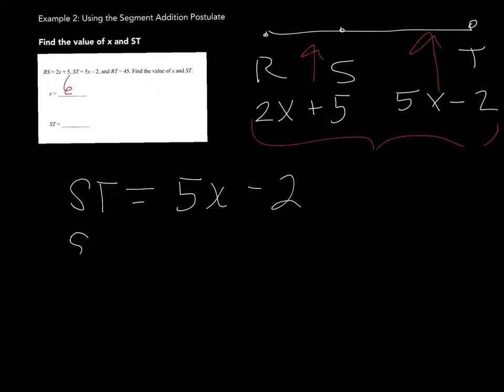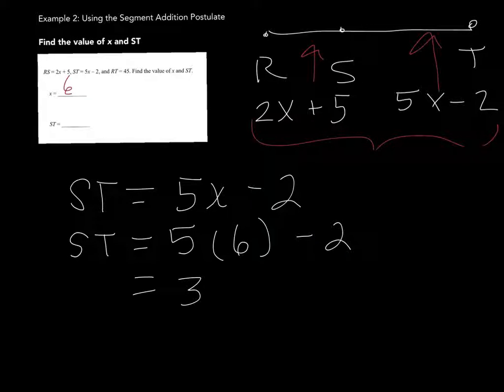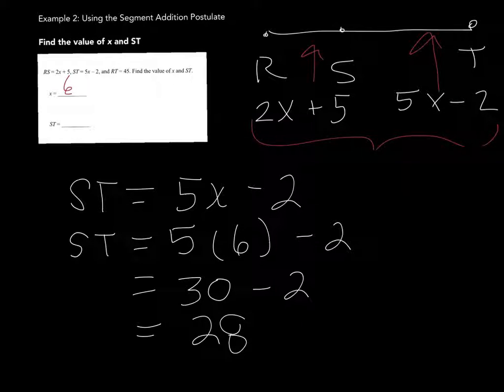So I'm just going to use the substitution property, and I'm going to replace the variable x with the number 6. And now we're just going to keep in mind the order of operations. So 5 times 6 is 30. And then we subtract: 30 minus 2 is 28. So the length of our segment ST is 28 units.